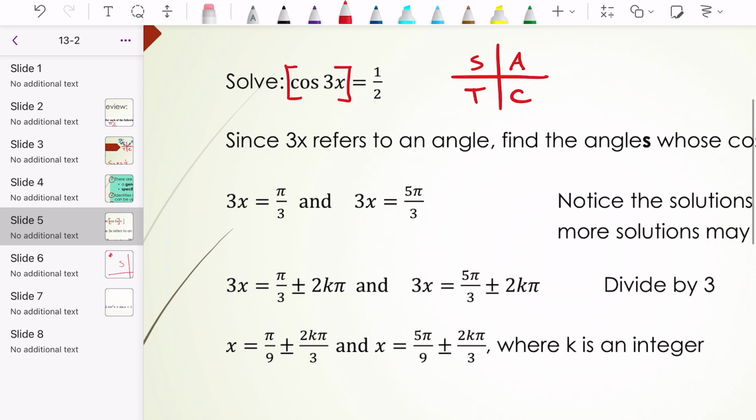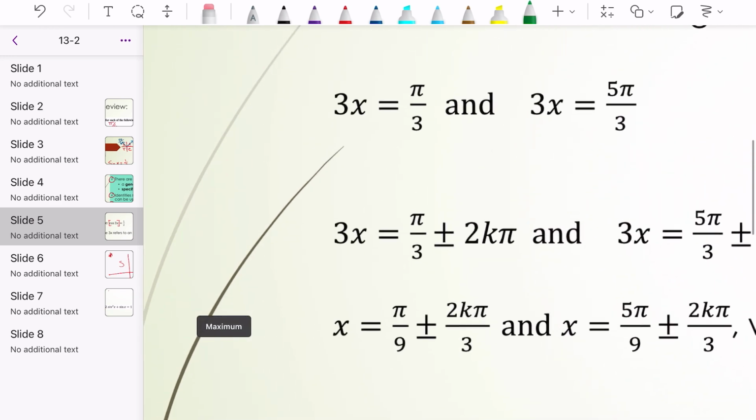In this case, since we're working with cosine, we're going to be in the first quadrant and the fourth quadrant. In our first quadrant, we're going to be at pi over 3, which means that we would be at 5 pi over 3 in the fourth quadrant. We set our equation of 3x equal to pi over 3 and 5 pi over 3 once we've written it in our general form.